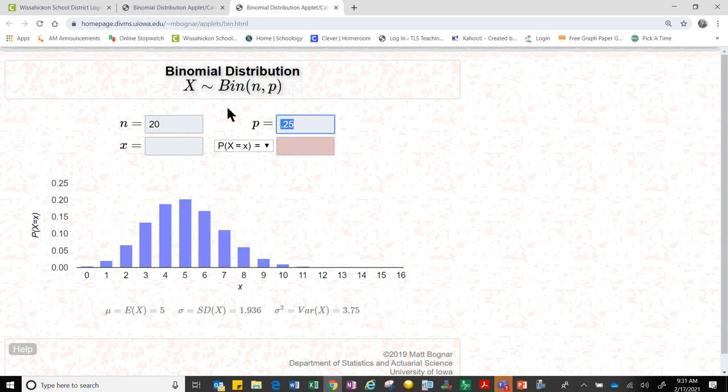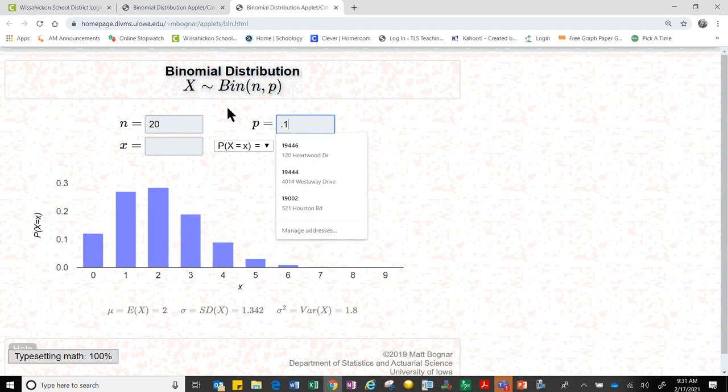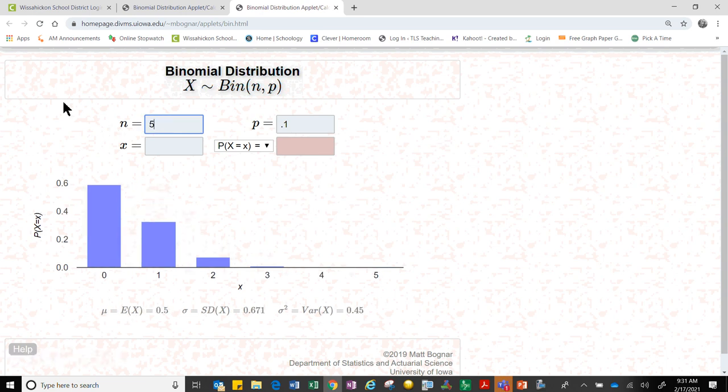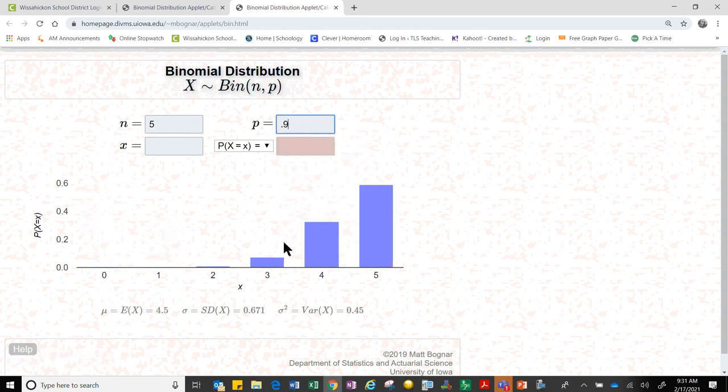If I change P to like 0.1, with N at 20 and then N at 5, I can get a right skewed distribution. Let me change this to 0.9. I can get a left skewed distribution. I can get a symmetric distribution.